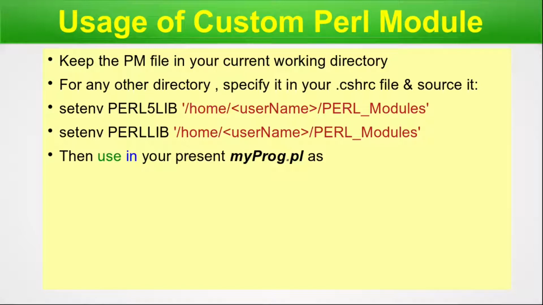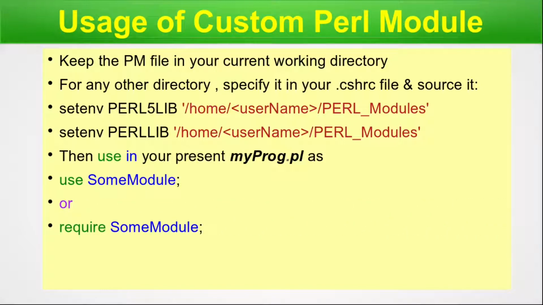Then in your Perl program, myprog.pl, you can use the statement use some module. We are assuming that, as we discussed previously, you have written a module called some module.pm and kept it in the above mentioned directories. You are writing your myprogram.pl anywhere in your disk, and then you can use the module. Since all these environment variables are now set, the Perl engine will look for the module inside this defined path. Next, you can use another way: require some module, or require some module.pm.